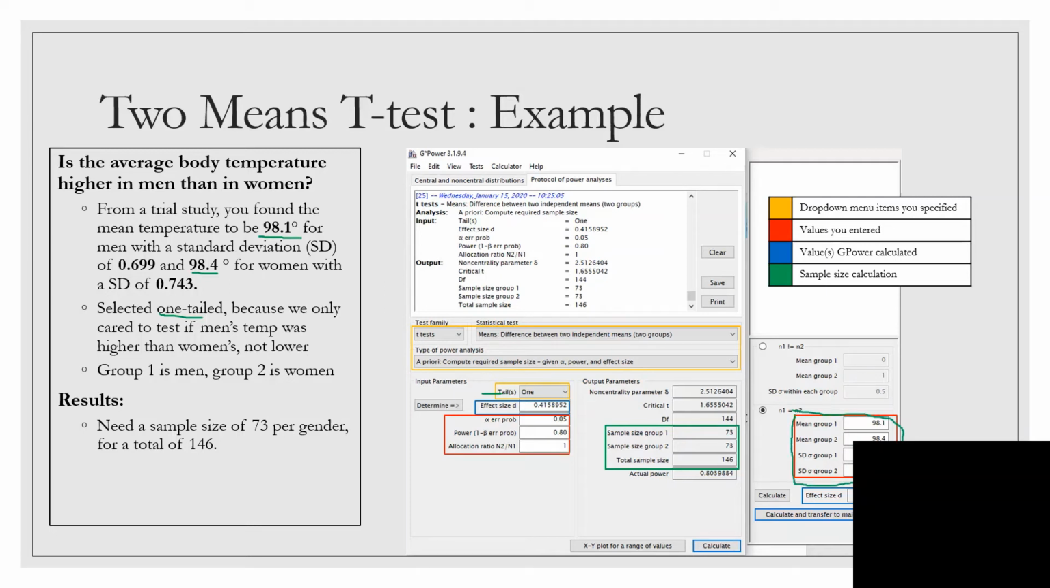Since the group sizes I think would be the same, I'll enter a 1 here and get a total sample size of 146. You can see here that gives us the total sample size, and then for each group, the groups were equal, so it's going to be the same number, 73 per gender.